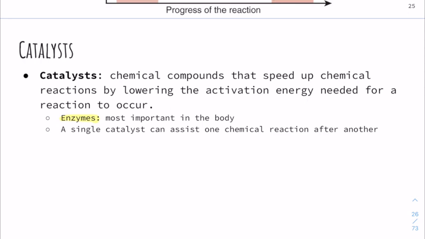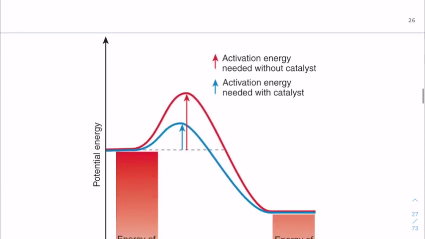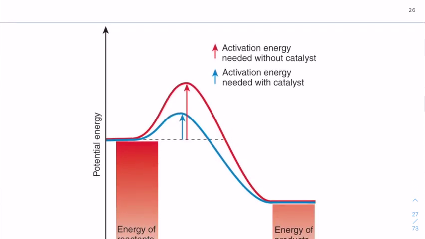So here's our example. The red is the activation energy needed without a catalyst or an enzyme in the body. And the blue shows how much lower the activation energy is to get the chemical reaction to start. So having a catalyst makes the reactions much easier to happen.